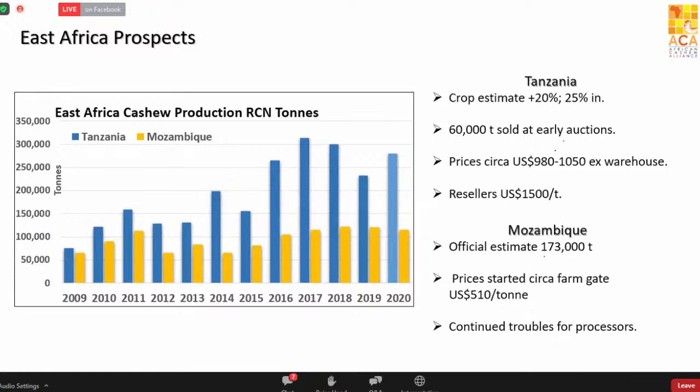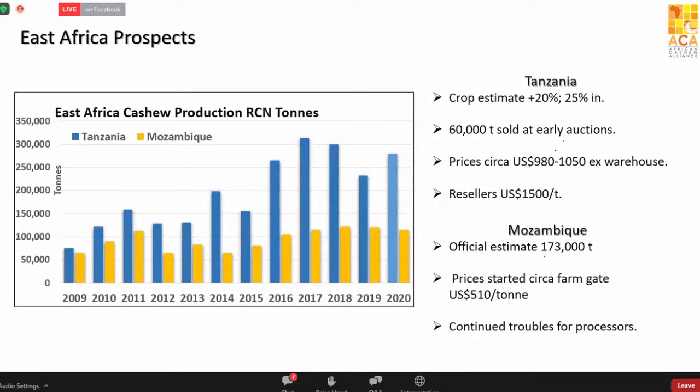Prices, 980 to 1050 ex warehouse. Resellers, well, there are resellers, $1450, $1480, $1,500, I think, which is a tight enough calculation based on the auction prices. Based on last week's auctions and previous auctions, nobody's making a killing out of Tanzania as they might have been expected to do some years ago.